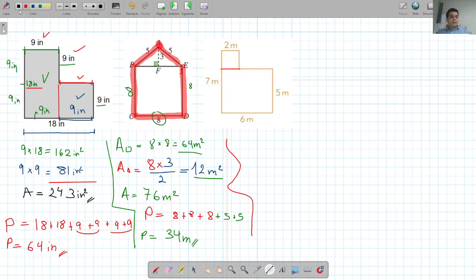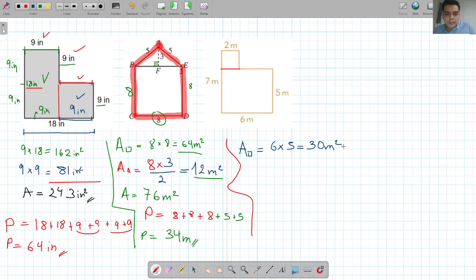Alright? Now, if I want to find the area, we have this big rectangle. I don't know if this is a square, but the area of the first rectangle is going to be the base times the height, 6 times 5. 6 times 5 is just 30 meters squared.